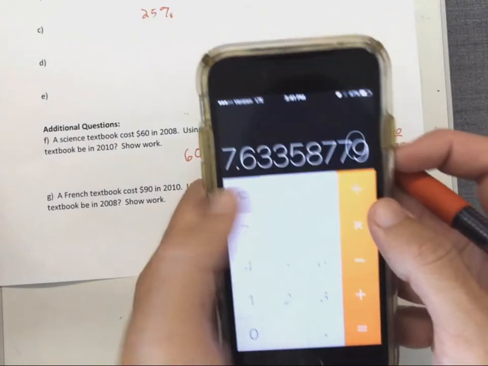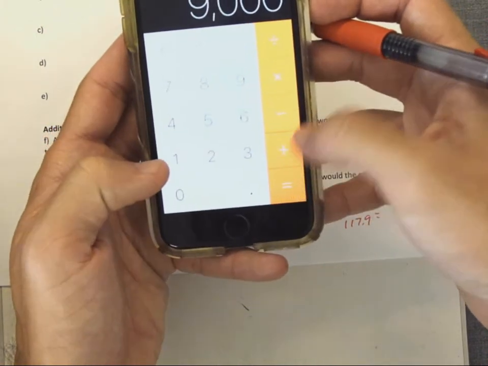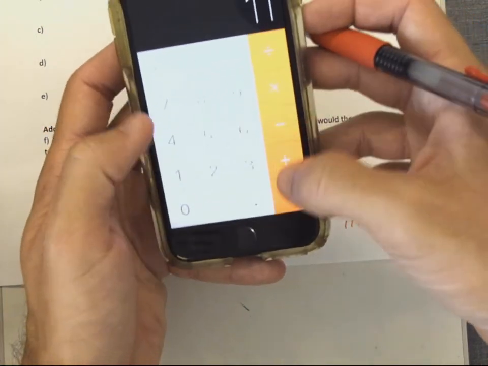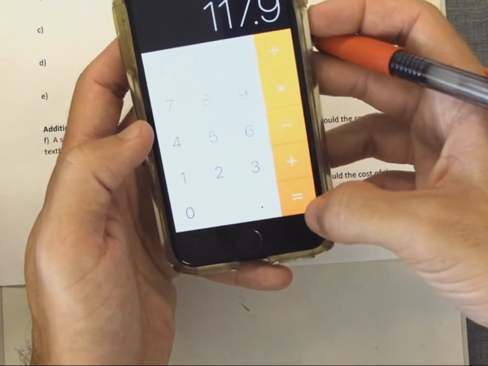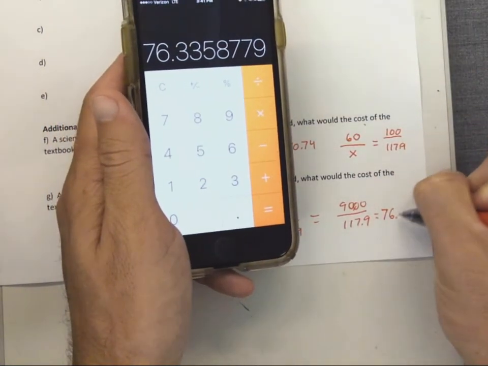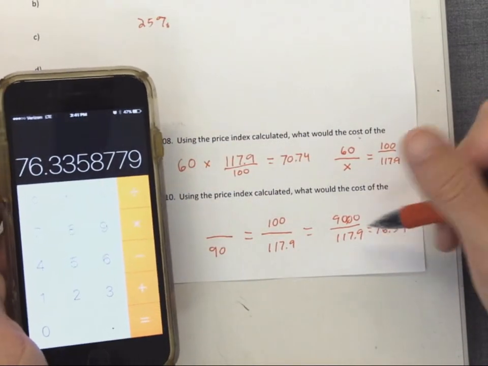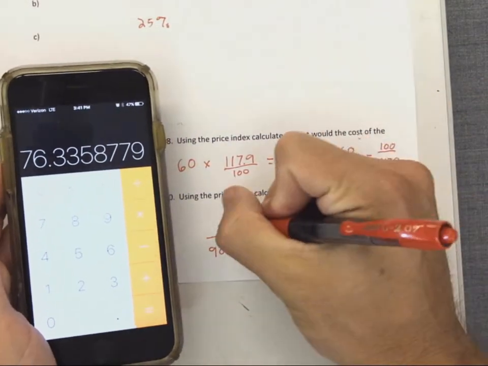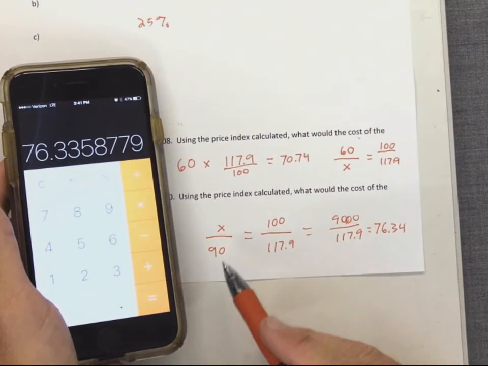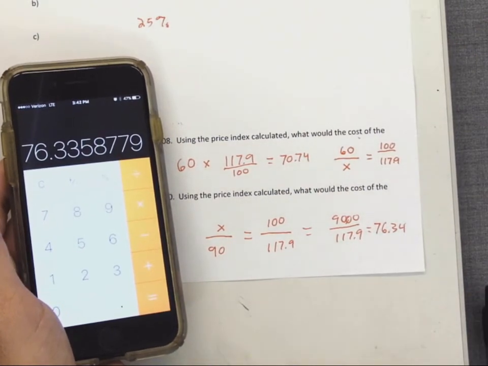I'm sorry, I did that wrong. That should be 90 times 100, 9,000. What am I doing wrong? Divided by 117.9 equals 76.34. So somewhere along the line, I typed it in the calculator wrong, but the equation on the paper is going to work. So x over 90 equals 100 over 117.9, cross multiply, 76.34.